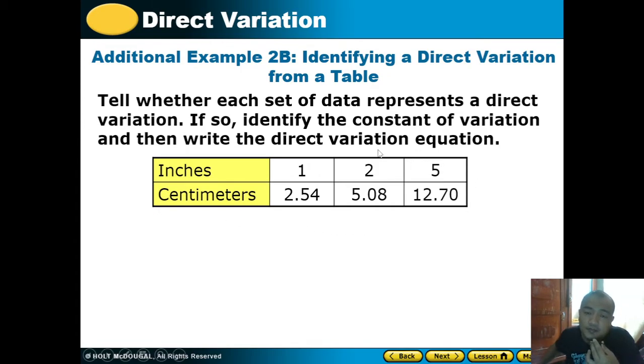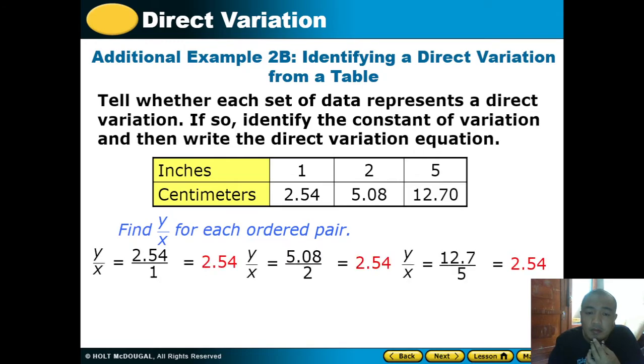But let us first show that this set of data represents a direct variation by solving the constant of variation. The formula for k is y over x. So we'll divide centimeters by inches: 2.54 divided by 1, 5.08 divided by 2, 12.70 divided by 5. You can see that the constant of variation for each ordered pair is equal: 2.54, 2.54, 2.54. So this set of data represents a direct variation, and k is equal to 2.54. That's the constant of variation.